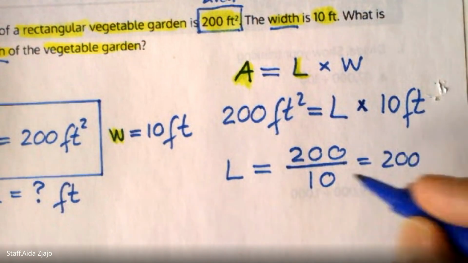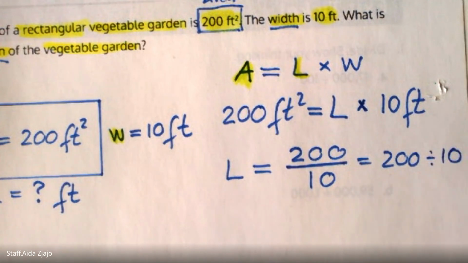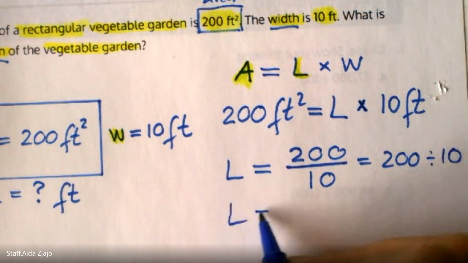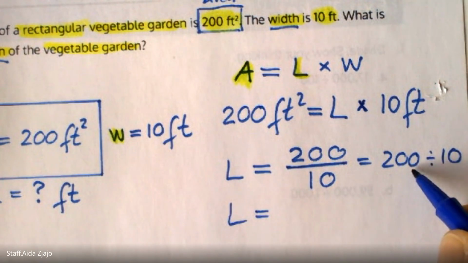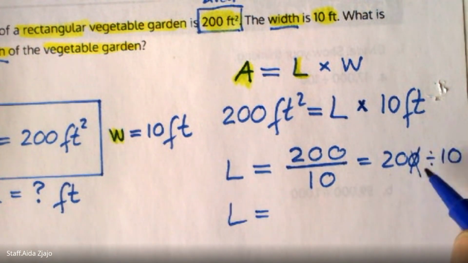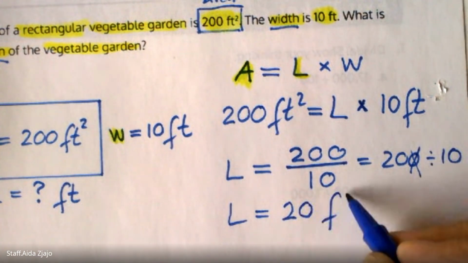So 200 divided by 10. So the length equals 200 divided by 10. The number is going to get 10 times smaller, so it's going to lose one zero, so the answer is 20 feet.